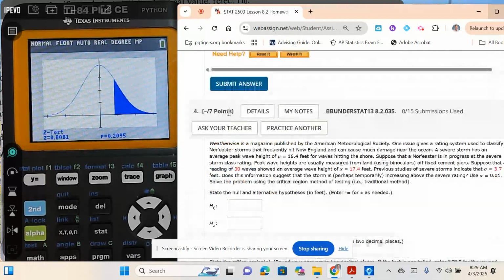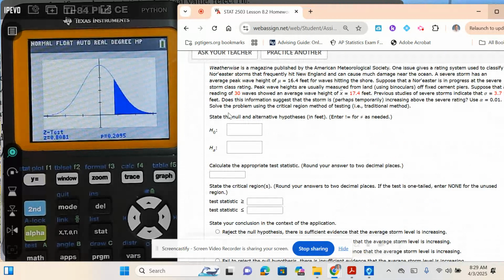All right, let's look at 4. All right, this weather-wise thing again. You got the similar context here. Previous studies, okay. Sigma is 3.7. Okay, so similar setup from the last time. A couple things to note. One, the population standard deviation is given. We got sample mean here.